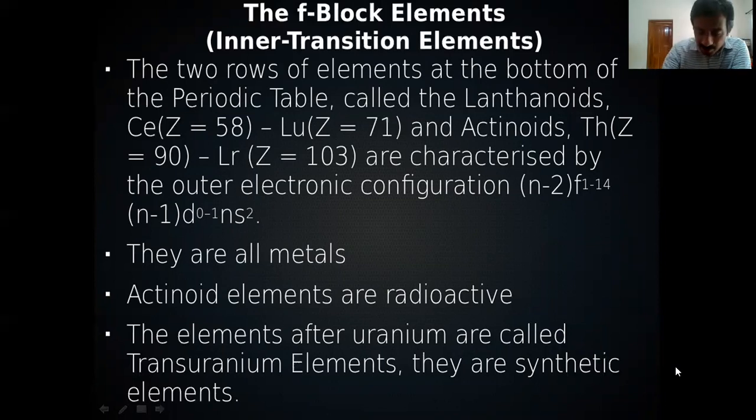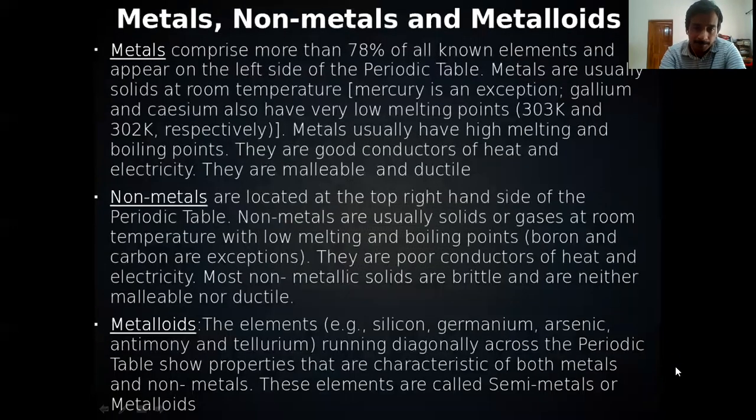So here we mentioned three terms: metals, metalloids, and non-metals. What is meant by metal, metalloids, and non-metals? You may have a good idea about this. Of the 118 known elements, about 78% are metals. Metals are usually solids at room temperature, exception mercury.